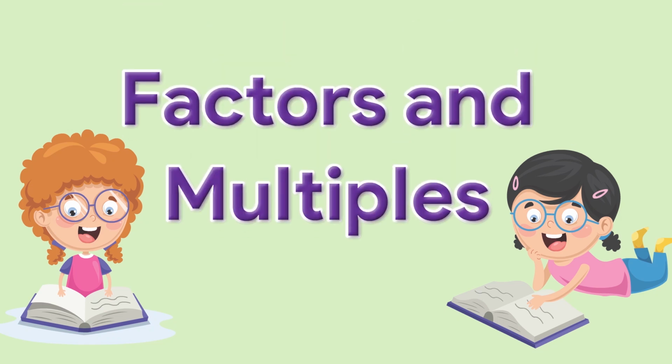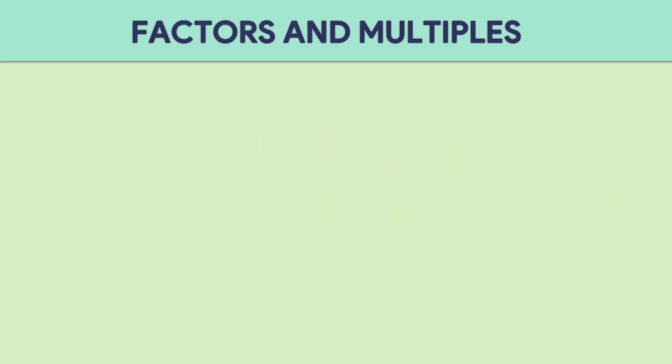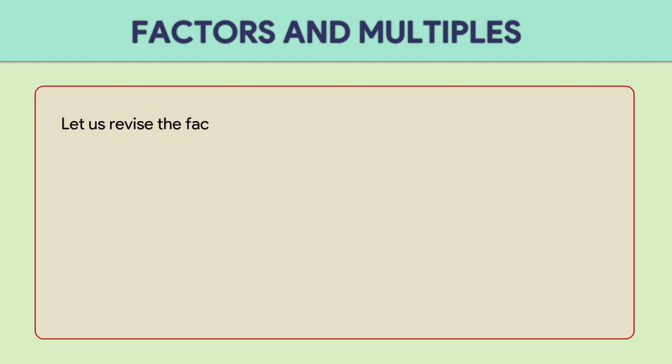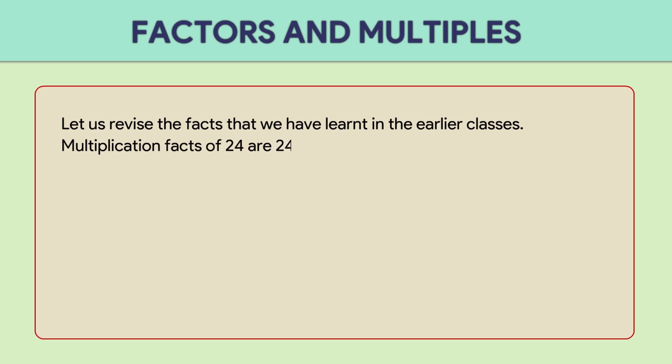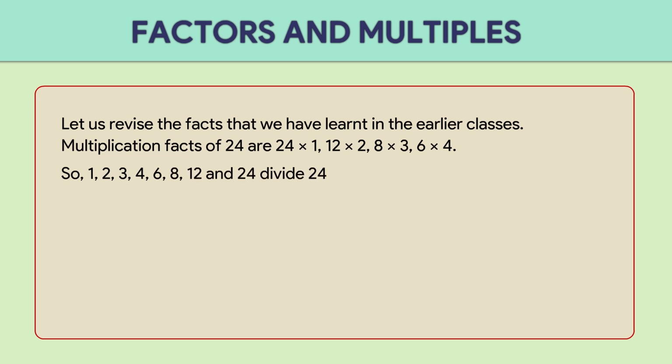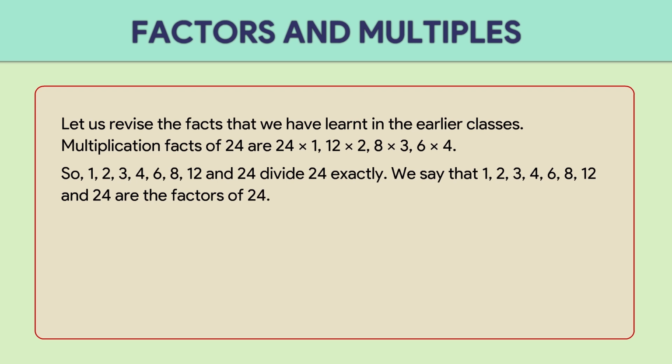Factors and multiples. Let us revise the facts that we have learned in the earlier classes. Multiplication facts of 24 are 24 times 1, 12 times 2, 8 times 3, 6 times 4. So, 1, 2, 3, 4, 6, 8, 12 and 24 divide 24 exactly. We say that 1, 2, 3, 4, 6, 8, 12 and 24 are the factors of 24.